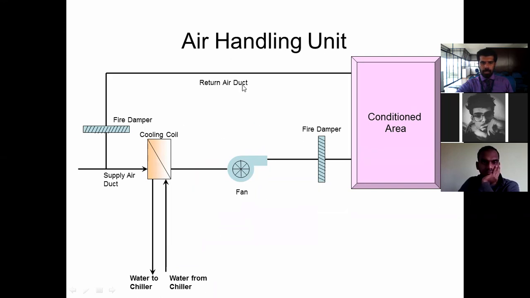So this is the conditioned area. This is the chilled water to the chiller, and this is the water from the chiller entering the cooling coil, supplying through the supply air duct. The air passes through the cooling coil, and with the help of the fan it is given back to the conditioned area. From there, the return air goes back and mixes here, and again it is supplied, and the circulation continues like this.